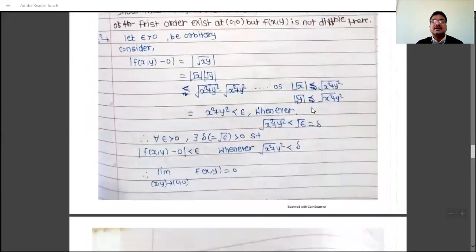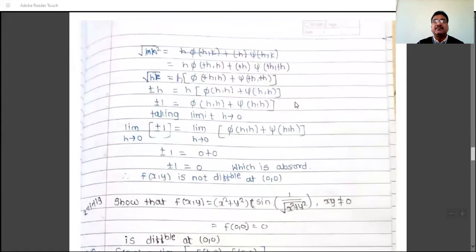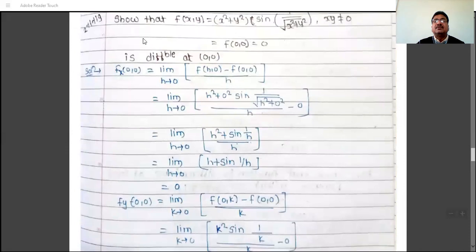So here is the example of a differentiable function. How can we show the function is differentiable? Use the definition. And how can we show the function is not differentiable? There are four ways to show the function is not differentiable, but there is only one way to show the function is differentiable. And what is that? Use the definition. So show that this function is differentiable at (0,0).